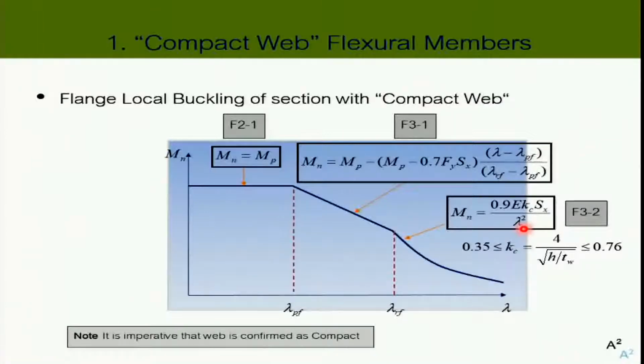Lambda is just the slenderness ratio of the flange, the BF over 2TF. Kc is based on the slenderness of the web. Wow, the slenderness of the web affects the flange local buckling. Okay? And somewhere in between, to connect these two behaviors is the equation for the inelastic behavior.